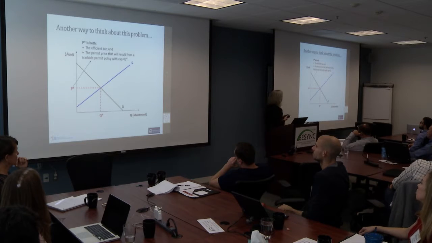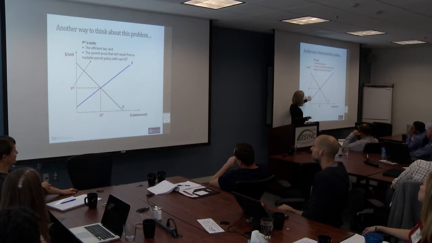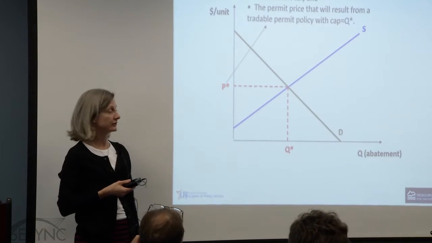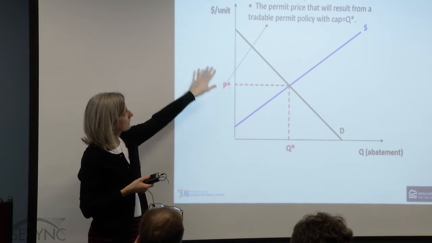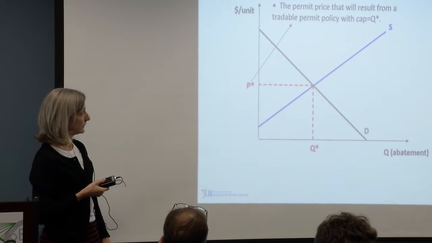One would be I set that tax, the one we saw in the prior diagram, and it's the same thing as what I'm drawing here, but just with this different kind of context in which firms can do anything, not just reduce output. And that would be P star, right? So I could set that efficient tax that would get me to that efficient level of pollution abatement.